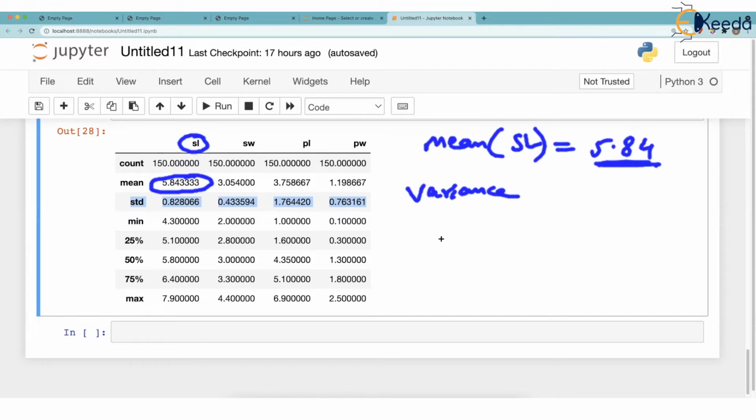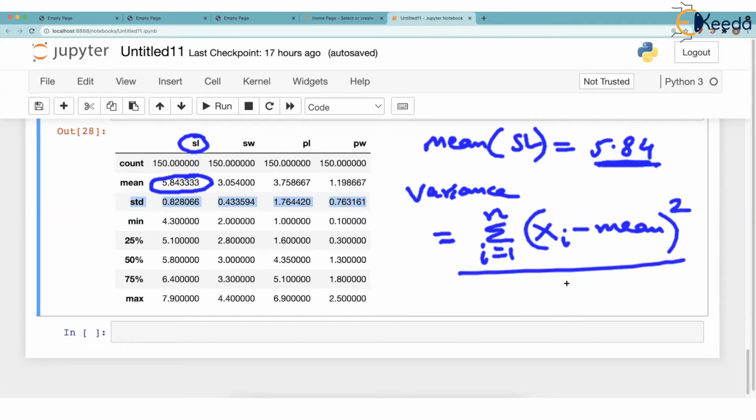Variance. Now, the variance is calculated as the summation of i equal to 1 to n, of (xi minus mean) the whole square, divided by n. Very simple formula, and the meaning is also very easy. Just see, by x what I mean is SL, because we are talking about this column SL. SLi means SL1, sepal length in the first row, SL2, sepal length in the second row, sepal length in the third row, and you notice n in our case is 150.